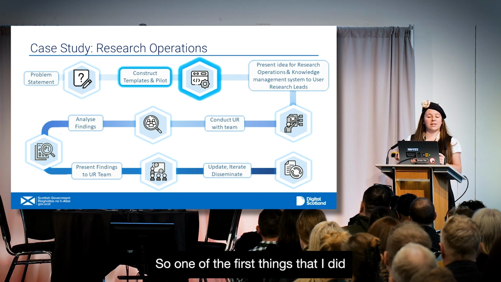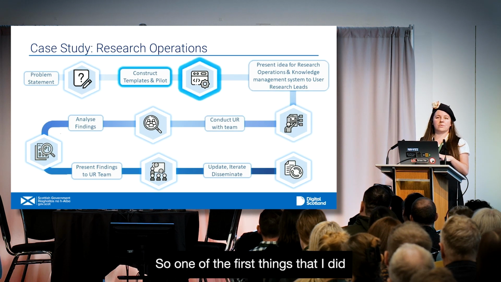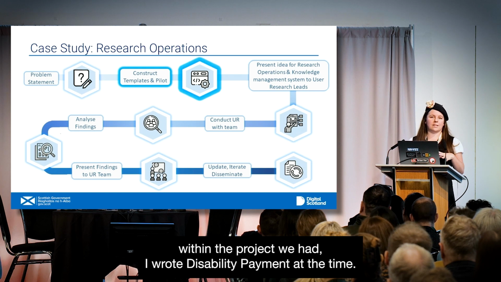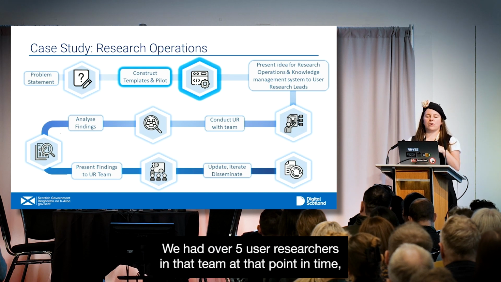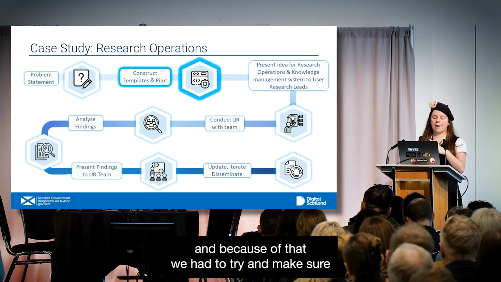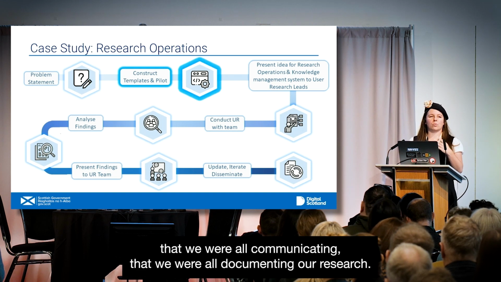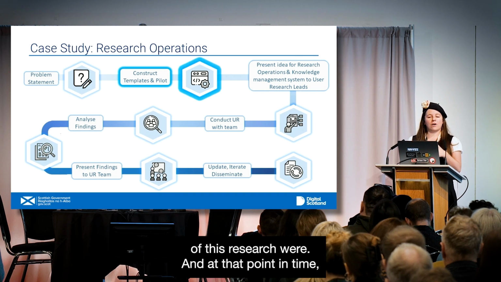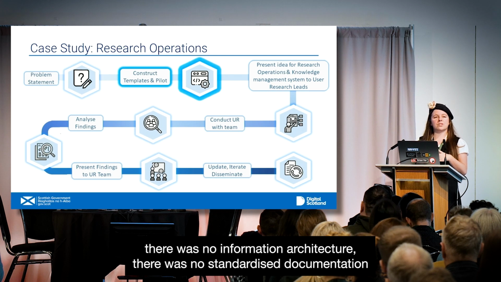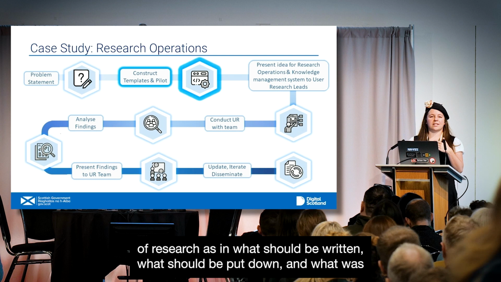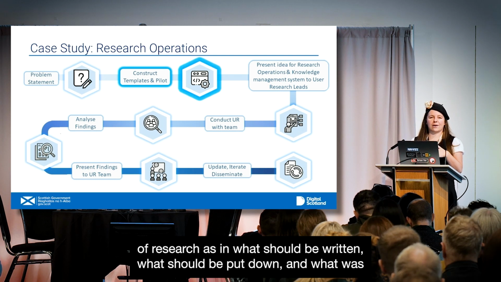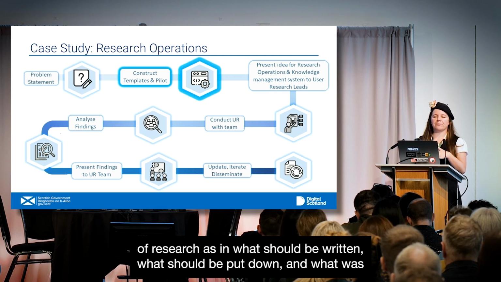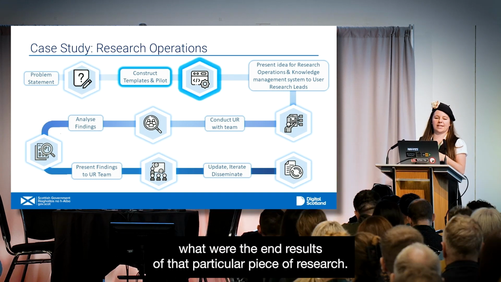Okay, so one of the first things that I did within the project: we had adult disability payment at the time. We had over 5 user researchers in that team at that point in time. Because of that, we had to make sure that we were all communicating and all documenting our research, so we knew what the outputs of this research were. At that point in time, there was no information architecture, there was no standardized documentation of research, as in what should be written, what should be put down, and what were the end results of that particular piece of research.